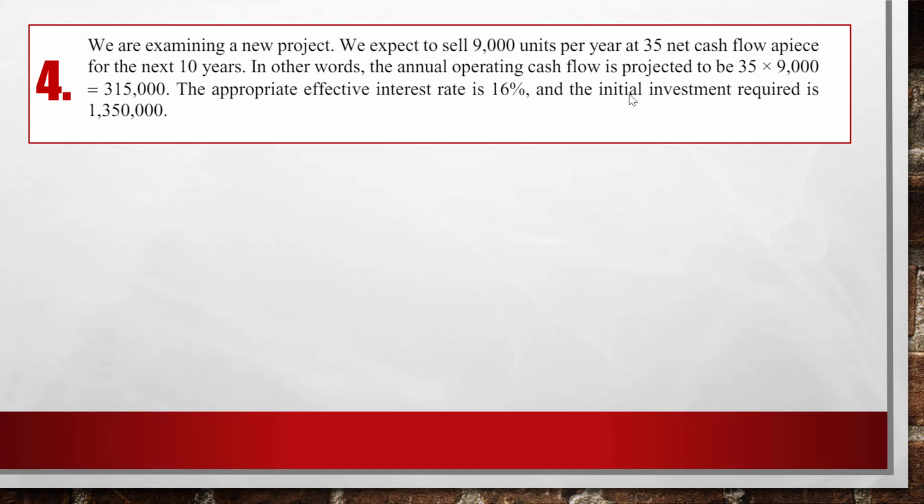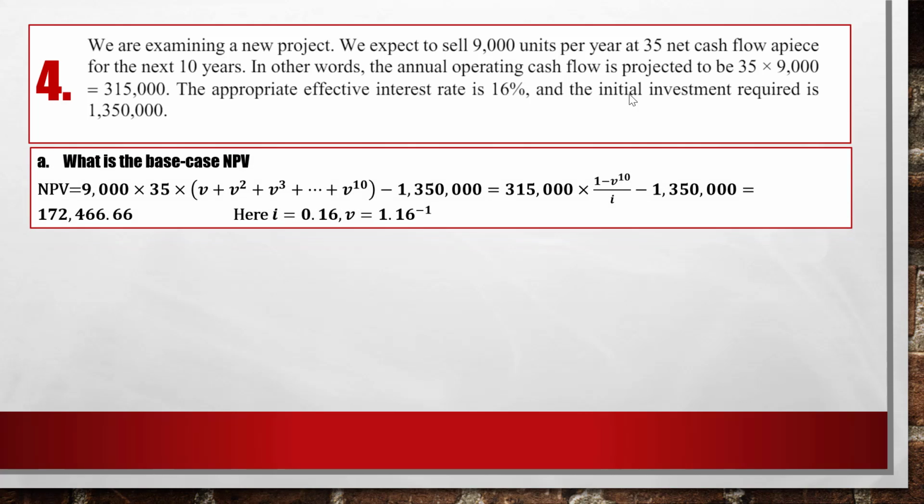And the money that we pay today, the initial investment cost, is $1,350,000. Interest rate is 16%. So if you look at the time value of money, if you look at the time diagram, at time 0, you pay $1,350,000. At time 1, you receive $315,000. At time 2, you also receive $315,000, and so on to time 10. That is our expectation. So the first question, what is the base case net present value?